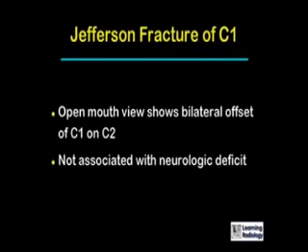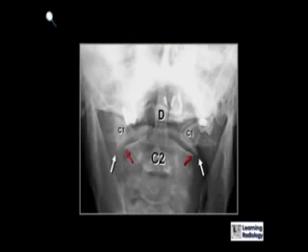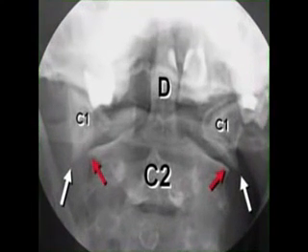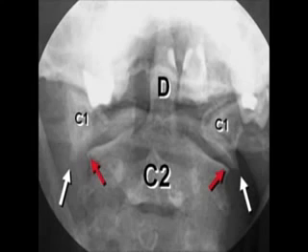These are usually not associated with neurologic deficits because the body of C1 actually becomes wider and allows for more space for the spinal cord. This is an example of a Jefferson fracture seen on an open mouth view. You can see that the lateral masses of C1, indicated here by the 2 white arrows, clearly lie lateral to the edges of the lateral masses of C2, indicated here by the red arrows. When you see this on a frontal radiograph in a patient with trauma, this indicates a Jefferson fracture, a burst fracture of C1.